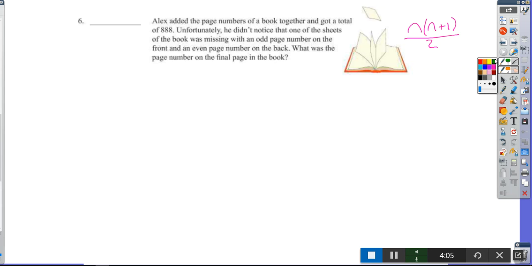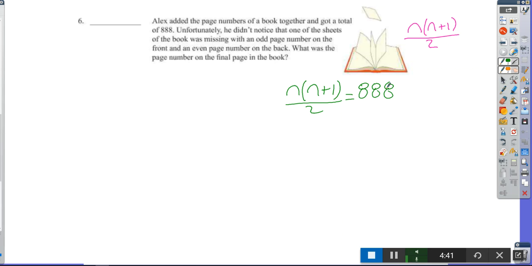All right. So we know that if I add all of the numbers together minus those pages, I will get close to 888. So just for the moment, I'm going to pretend that the whole book is complete, that we haven't lost any pages. That would mean that n times n plus 1 divided by 2 would have to equal 888.